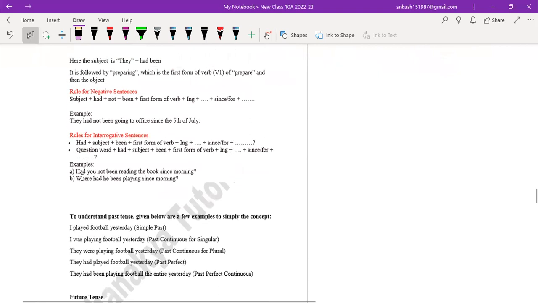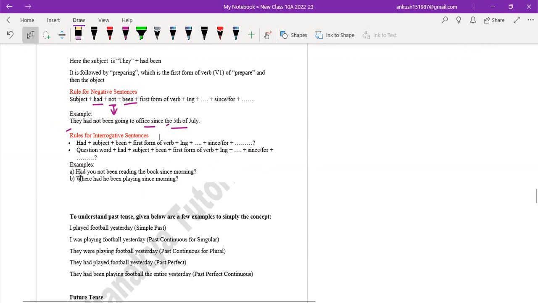Okay, how to make the combined verb or helping verbs negative sentence? I have already discussed in the present perfect continuous tense. If it is combined, in between you have to use the negative word, that is not. Like, they had not been going to office since the 5th of July. The 5th of July is a specific day or date. That is why this article is being used there.